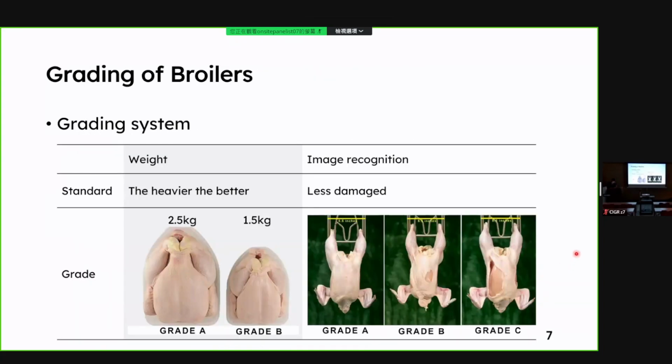To pick out these damaged carcasses, the industry uses a grading system. First, I want to introduce the existing automatic grading system. The system can grade in two parts, the weight grading and the image recognition grading. The weight grading standard is the heavier the better. In image recognition grading, the less damage, the better the grade. You can see in the picture below, the grade A carcass is undamaged, and the grade C carcass has a bigger tear on the breast.